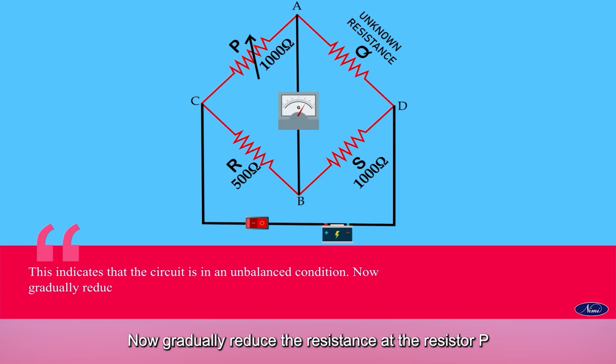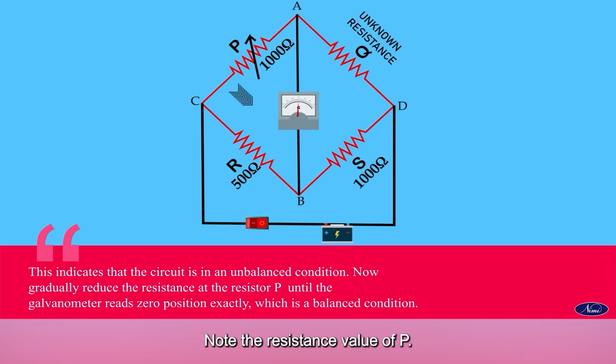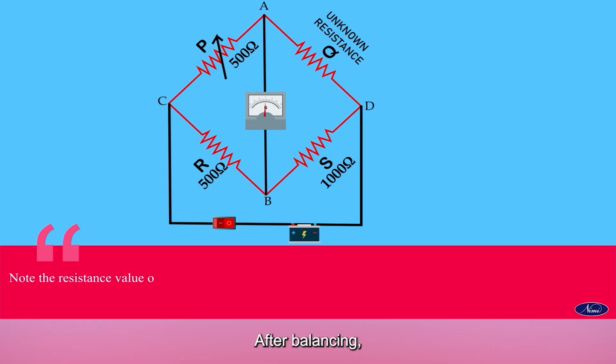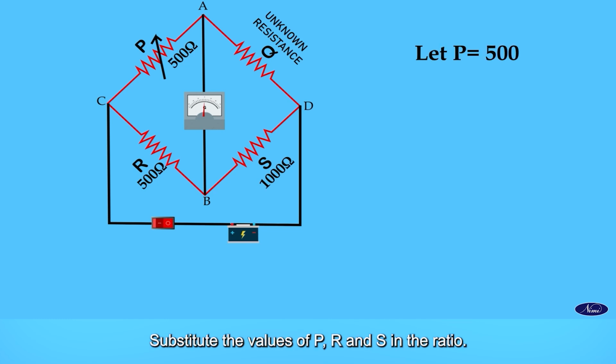Now gradually reduce the resistance at the resistor P until the zero position exactly, which is a balanced condition. Note the resistance value of P. After balancing, let's assume the resistance value is 500 ohms. Substitute the values of P, R and S in the ratio.